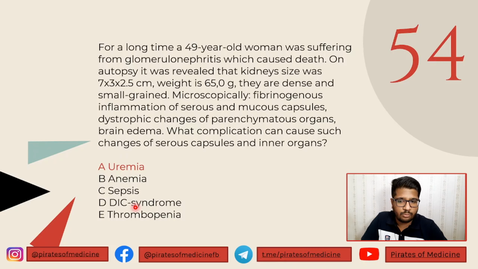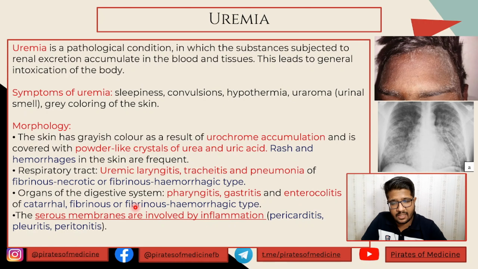So, this patient was suffering from chronic glomerulonephritis. In the background of chronic glomerulonephritis, uremia can cause these changes. Uremia is nothing but the pathomorphological changes that occur due to accumulation of urea in the blood. If the urea is not removed from the body, it can accumulate and lead to general intoxication of the body itself. Now, what are the symptoms of uremia?